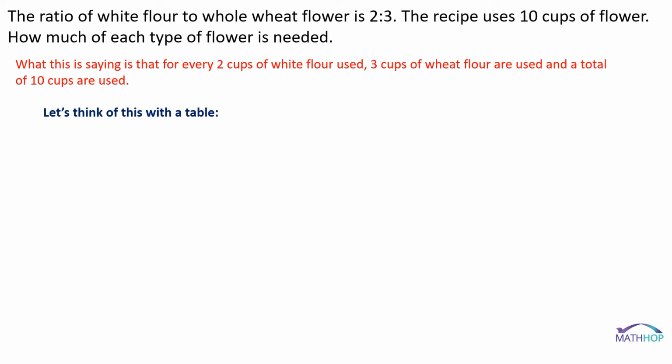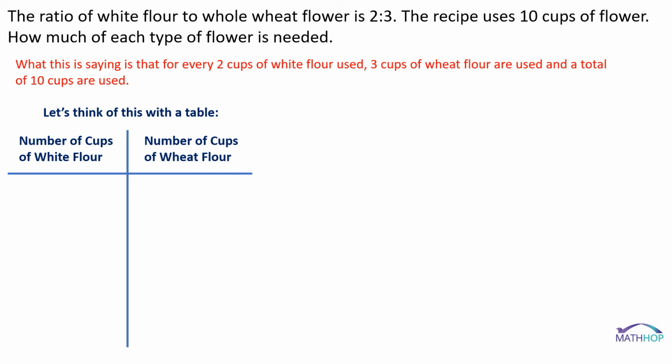So let's think about this with a table. This ratio isn't that difficult, especially with the 10 cup total limitation here, but I still want to think about this and I want you to be able to apply it to other problems. So let's see, number of cups of white flour. When we use 2 cups of white flour, we need 3 cups of wheat flour. So what would happen if we doubled the cups of white flour? If we went to 4, so 2 times 2 is 4, then how many cups of wheat flour would we need? Well, 3 times 2 is 6, so we would need 6. So 2 to 3 is equivalent to 4 to 6.